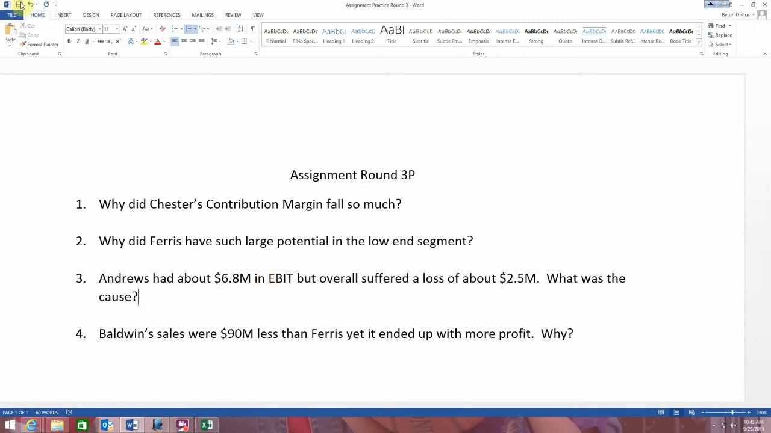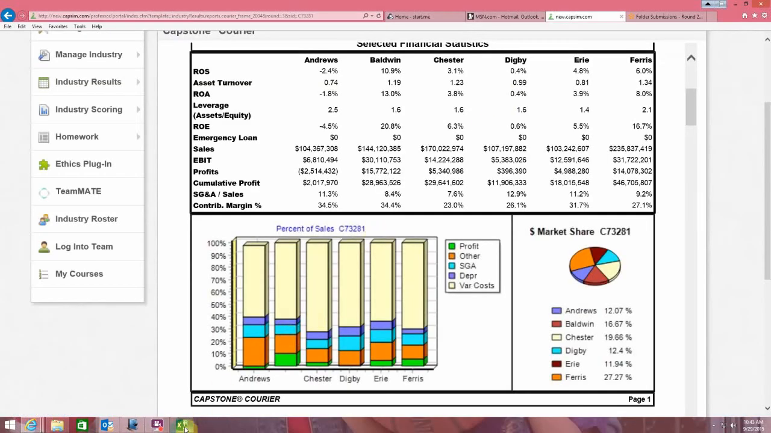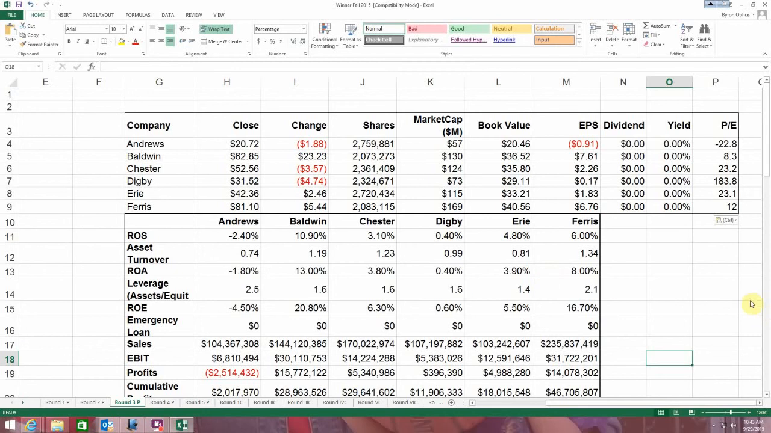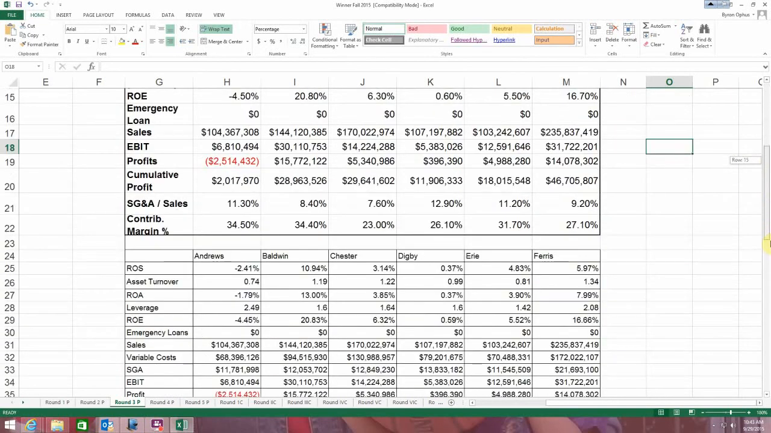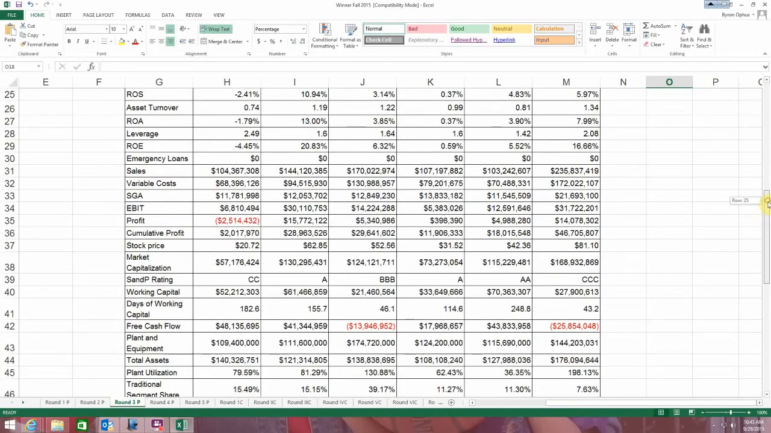Okay, so there's your assignment for round 3. We can go take a look now. I input the numbers, and I think they got in there. Let's see who won it. I haven't seen yet either because I didn't do it until we got this all done. I better save that. Okay, round 3P. Practice round 3. Let's cruise on down here and see what we got.